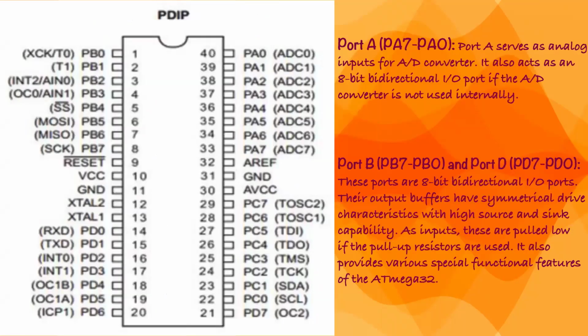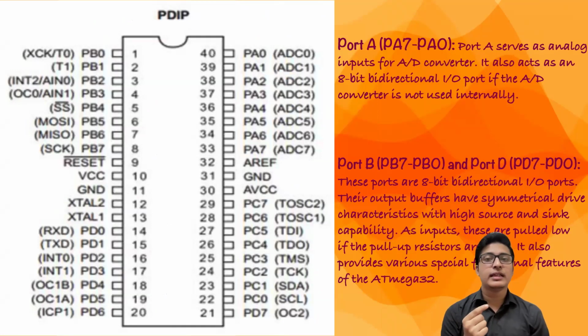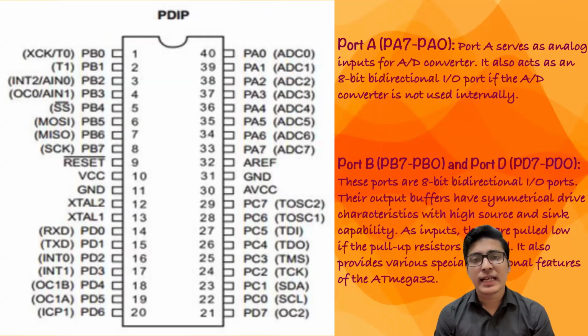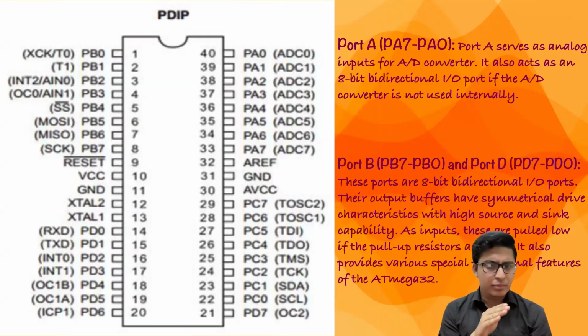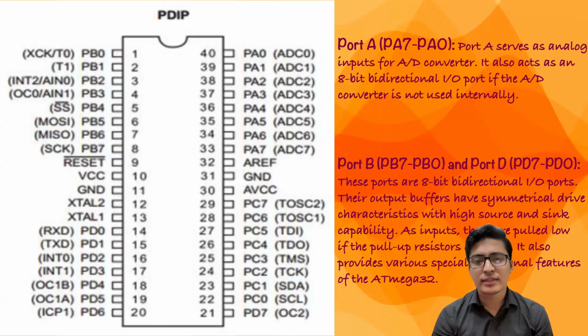Now you see port A, that is from PA7 to PA0. Port A serves basically as analog inputs. Analog input means digital input. Try to understand what the difference is between analog and digital input.